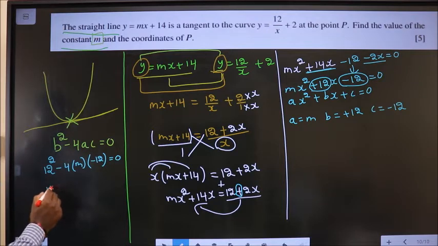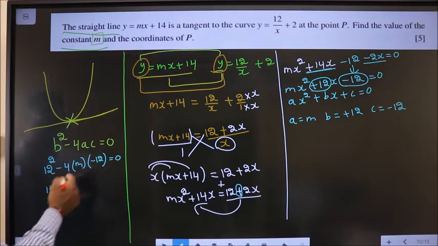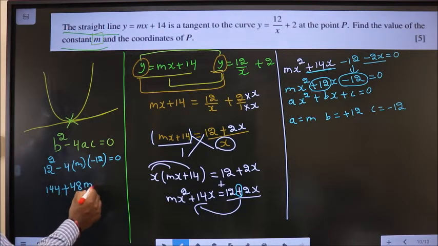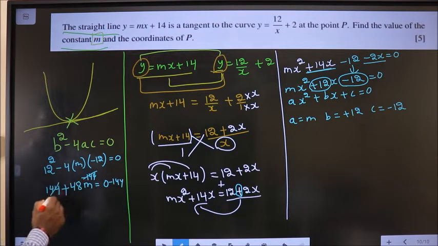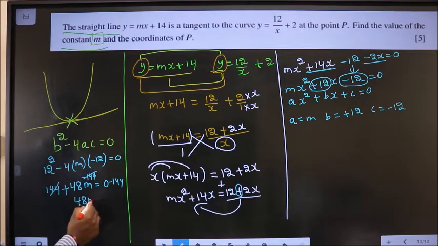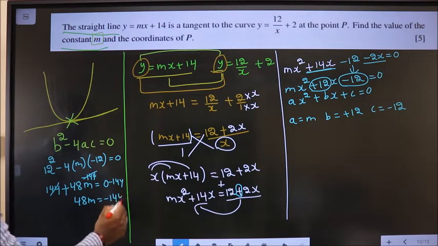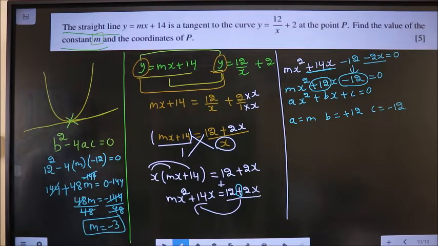So 12 square is 144. Here minus minus will become plus. 4 times 12 is 48, m is equal to 0. Subtract 144 on both sides. So this cancels out, leaving us 48m is equal to minus 144. Now divide by 48. So this cancels out here, when you cancel out, you will get 3. So value of m is equal to minus 3.